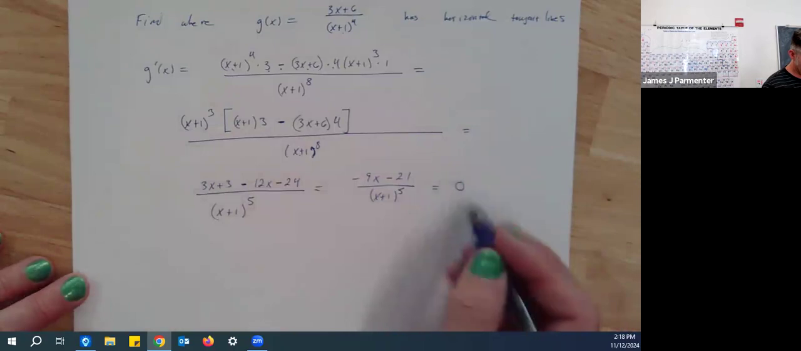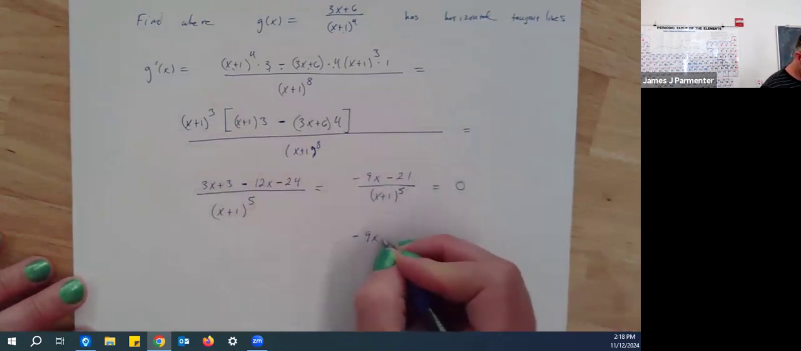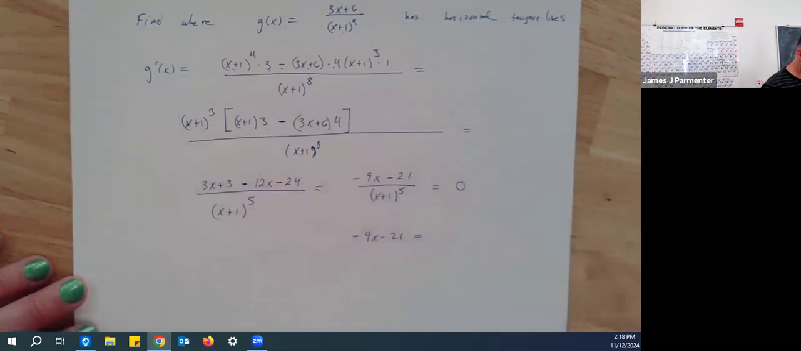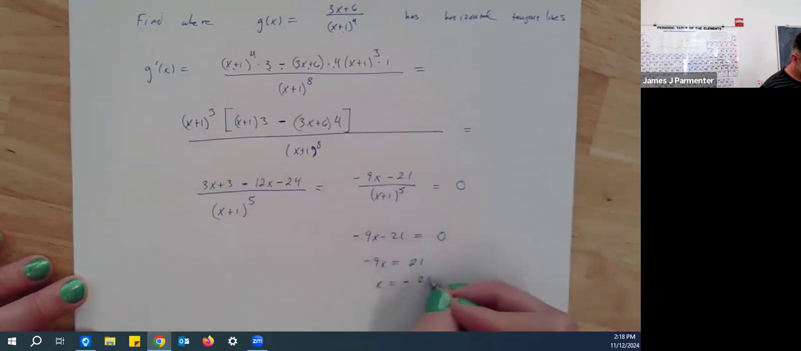If we set this whole thing equal to 0, we can multiply both sides by the denominator. So that negative 9x minus 21 equals 0, times anything is 0. Solving for x, we get negative 9x equal to positive 21, or x equal to negative 21 over 9, which reduces to negative 7 over 3.